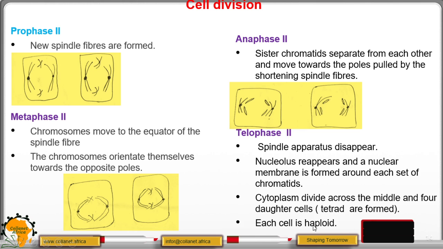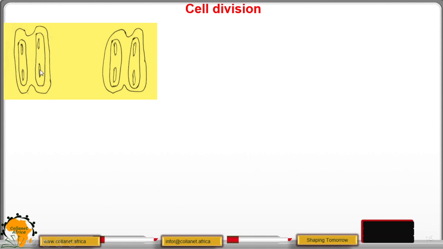And each one of them is haploid. So we are saying each one is having half the number of chromosomes from the mother cell. So we have 1, 2, 3, 4 tetrads. So we are done with the first and the second meiotic divisions.